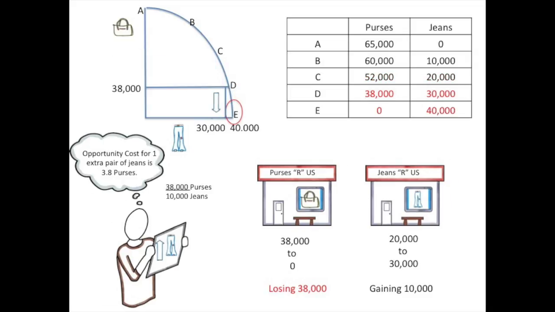Suppose society wants even more jeans and moves from point D to point E, 30,000 pairs of jeans to 40,000 pairs of jeans. By moving from point D to E, our society gives up producing 38,000 purses. This means the opportunity cost of making one pair of jeans is 3.8 purses.